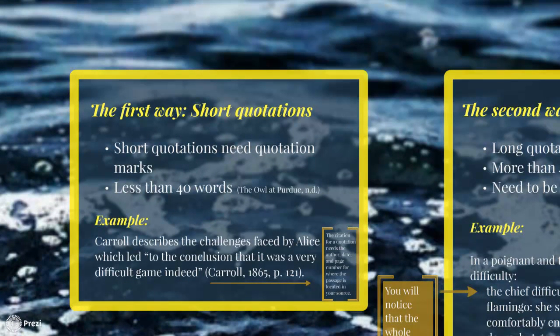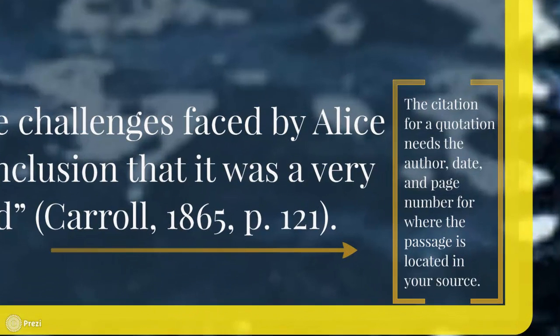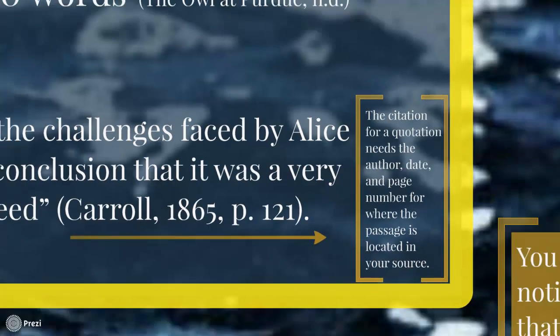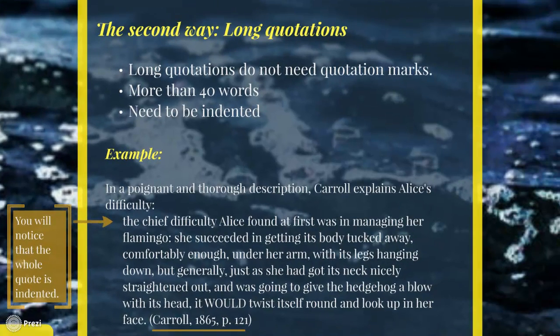The first way is through short quotations. Short quotations need quotation marks and they are less than 40 words. An example of this is: Carol describes the challenges faced by Alice which led to the conclusion that it was a very difficult game indeed. The citation for a quotation needs the author, date, and page number for where the passage is located in your source. The second way to use quotations is through long quotations.